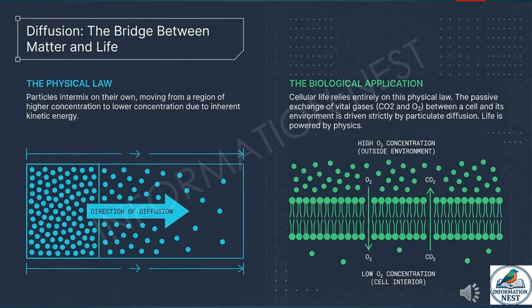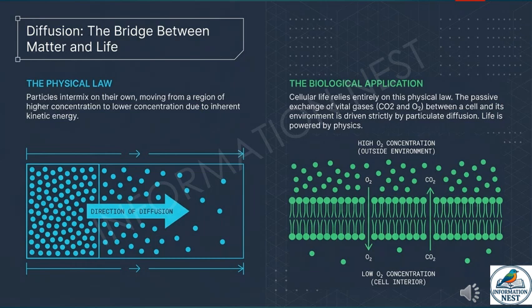Alright, look at the blue box on the left. That's a high concentration area. In human terms, that is a crowded school hallway where everyone is bumping into each other. Particles hate being crowded. They have kinetic energy, which is just a fancy way of saying they have social anxiety and want to find a quiet corner. They will move from the party to the empty room until everyone has exactly the same amount of personal space. It's not a choice, it's a law. Nature basically demands that we spread out.